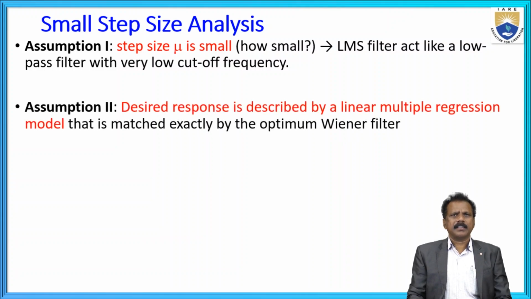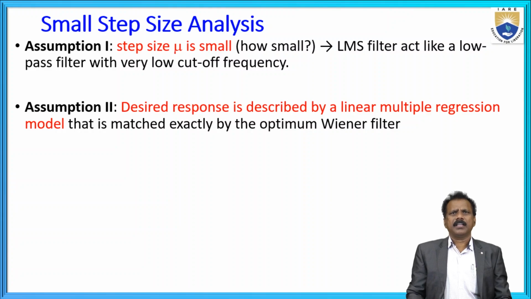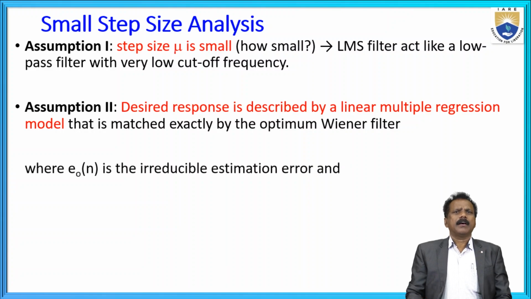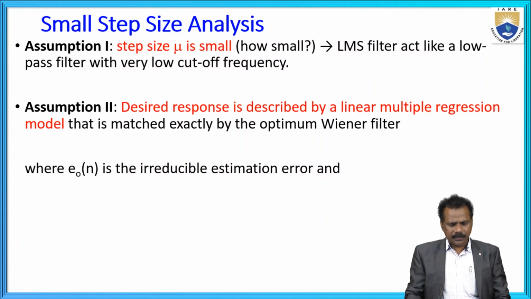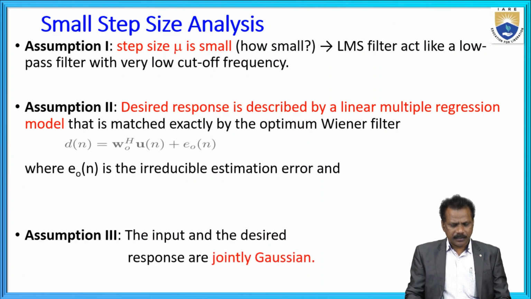The second assumption is that the desired response is described by the linear multiple regression model, which is matched exactly by the optimum Wiener filter. Normally, for two-dimensional, three-dimensional or one-dimensional signals, in signal processing or image processing, we use this second assumption, where E naught of n is the irreducible estimate error.